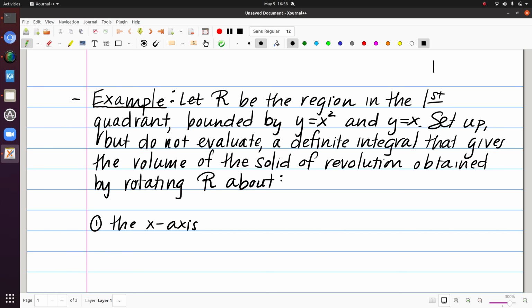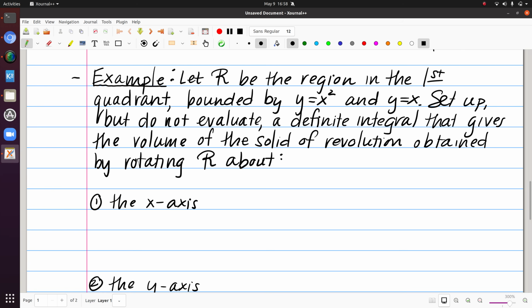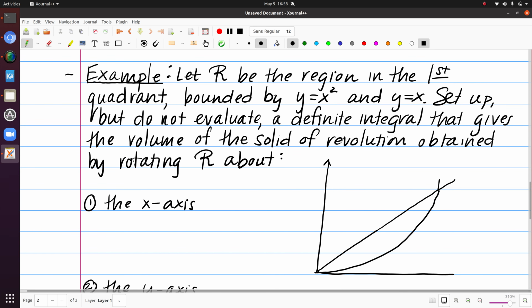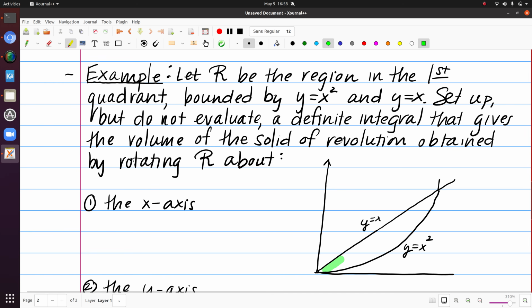So the first thing I want to do is sketch the region. So we're looking at the first quadrant, and it's looking at what's bounded between y equals x and y equals x squared. So these are going to intersect, and so we just want the region between. So this is x squared, this is y equals x. So I know throughout this problem, I'm going to look at this region. That's my R.